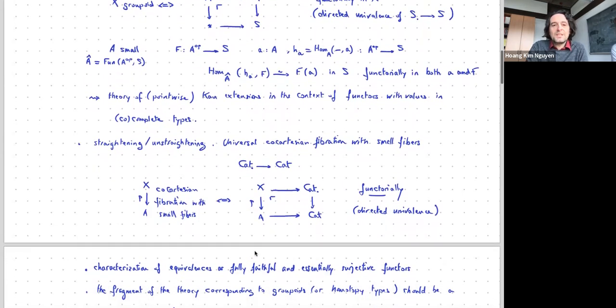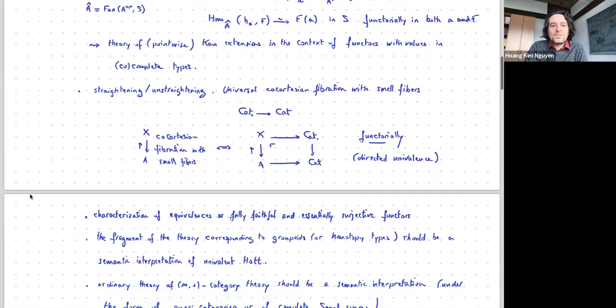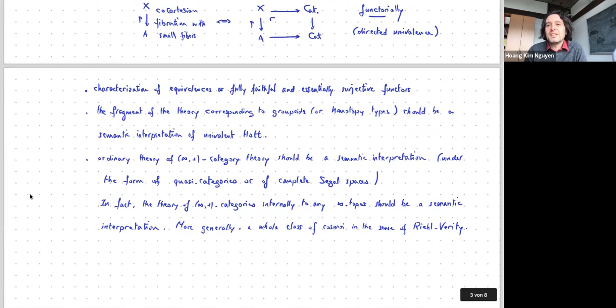And so we should have a correspondence between co-Cartesian fibrations from X to A and pullbacks from a universal co-Cartesian fibration. And again, it should be functorial in a suitable way. And that should be a directed univalence for this universal co-Cartesian fibration, up to smallness issues. And we should have all the usual properties we have for basic category theory. So for instance, we would like to know that the equivalences are exactly the functors, or the maps if you want, which are fully faithful and essentially surjective.